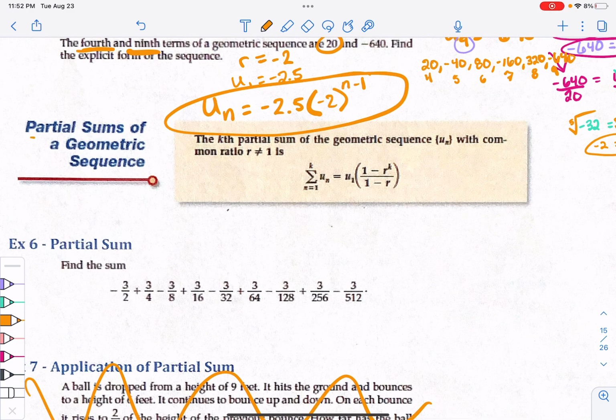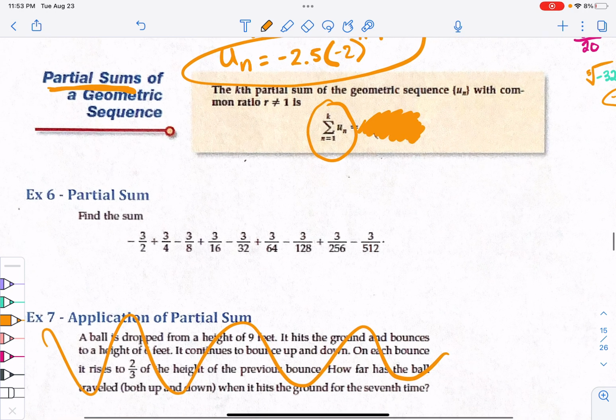But then we have the partial sums again. Don't worry about this part of the formula because that's how you could compute the partial sum the long way. We're just going to type it into our calculator, but we have to get to this point right here. So find the partial sum. This tells me that u sub 1 is negative 3/2, or negative 1.5, okay? This is the 2nd term, 3rd term, 4th term, 5th term, 6, 7, 8, 9. So this is u sub 9, okay?